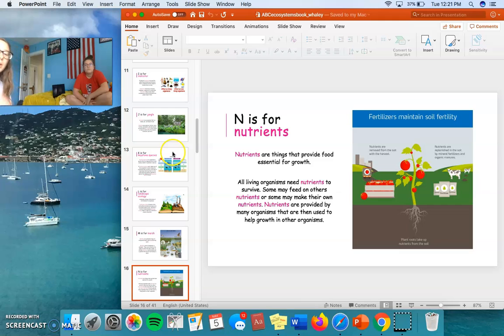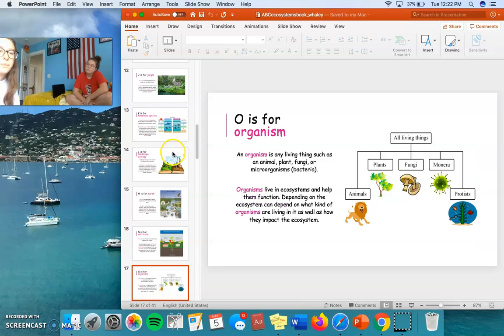So, like when we were talking about cows earlier, the cows eat the grass, but also when they poop out what they eat, it provides nutrients to the soil to help other plants grow. So those nutrients that the cow eats for energy also helps the plants grow.